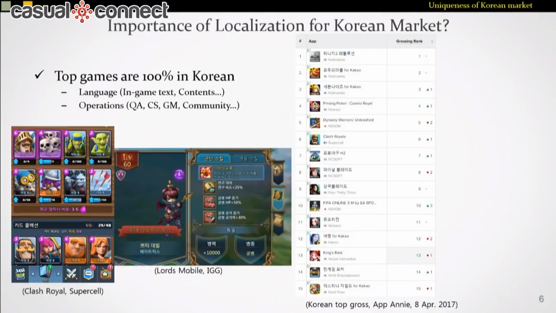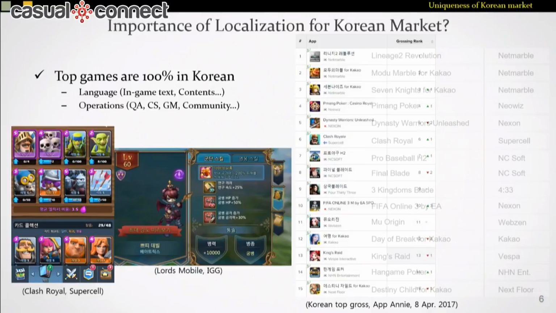So, the importance of localization for the Korean market. Before we go through users, let's talk about the Korean market first. This chart was captured sometime in April. Don't mind the list or how they are doing. I just want to show you that those names are all written in Korean, except a few. However, the few games with English names are all Korean games. They just adopted English names.